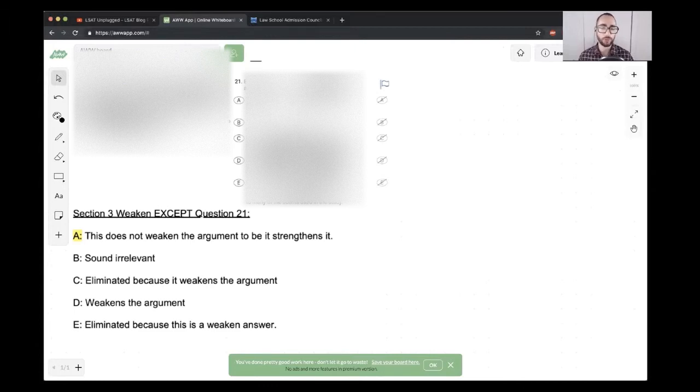So I do think that A actually strengthens it. Typically for an EXCEPT weaken question, one will strengthen or have no effect. The correct answer usually has no effect, but I do think you can make the argument here that A, in this case, strengthens it. Now, the other four, of course, do need to weaken it. So we want B, C, D, and E to all weaken it if A is correct. And of course, A is correct. It does not weaken it. I'd say it could somewhat strengthen it.